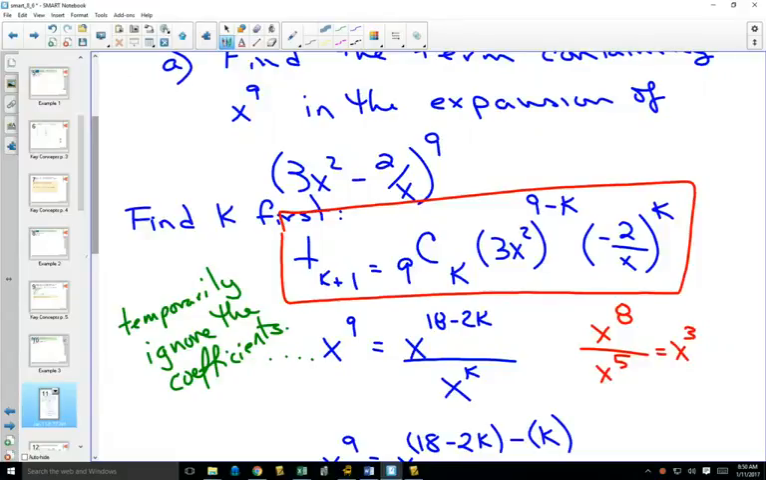So what do you need? You need more numbers on top and less on the bottom to do that. So we need k to be a smaller number. And it wouldn't take you very long before you say, okay, well maybe since I'm off by quite a bit, maybe I'll try 3. And if you try 3, 9 minus 3 is 6. That'll give me x to the 12 on top and x to the 3 on bottom. So I know k is 3.